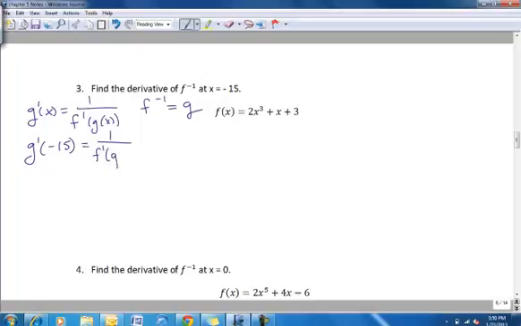So let's think this through. The derivative of g of negative 15 has to be in the top if this is going to fit the u prime over u pattern. Well, this is where we need to write u equals 2x cubed plus x plus 3. Let's do u substitution. Let's just do this.